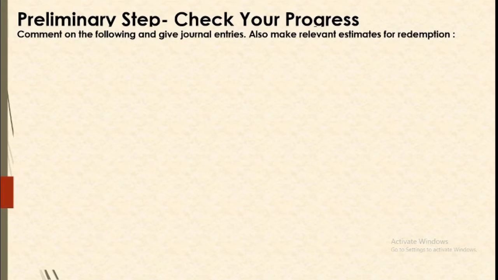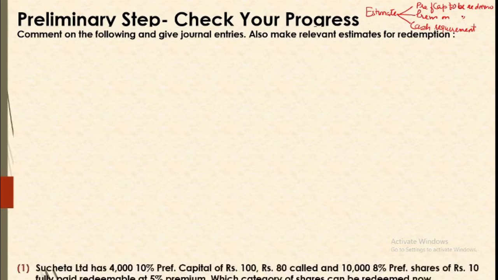Okay, so when we are making estimates, our estimates are to be made for three things: preference capital to be redeemed, premium payable on redemption, and finally cash requirement. How much cash is required to pay for the shares? Okay, so let us see the working of first condition and the estimates.